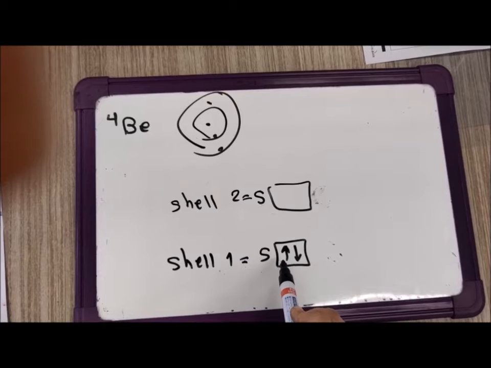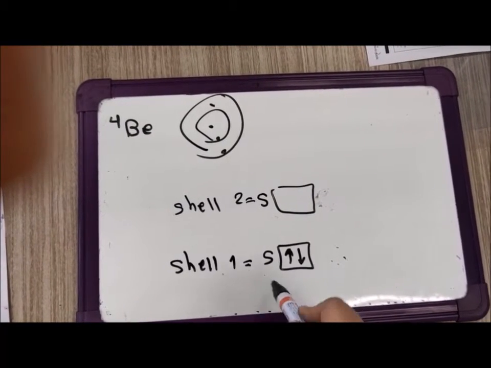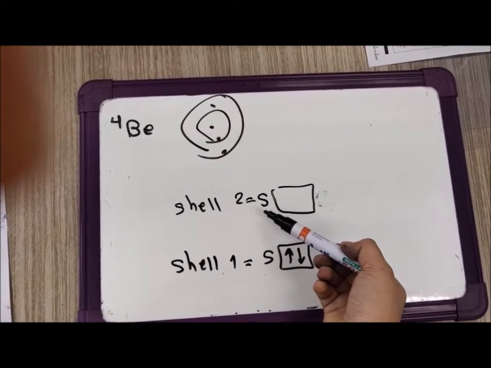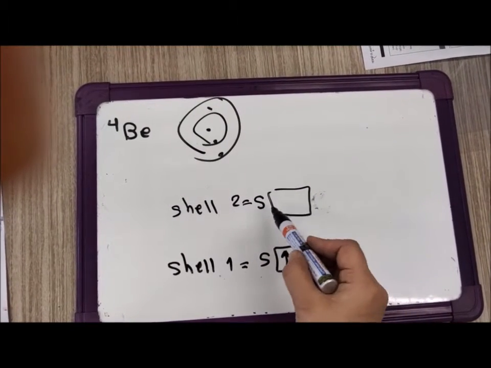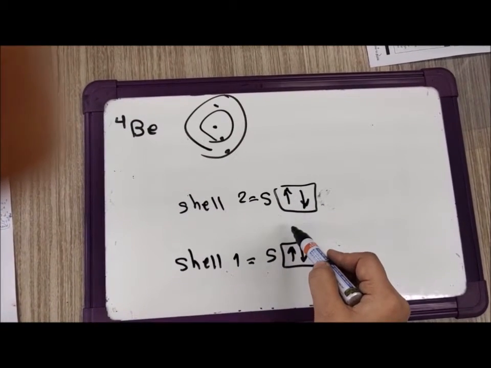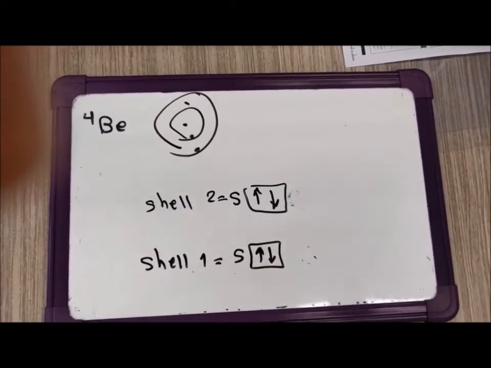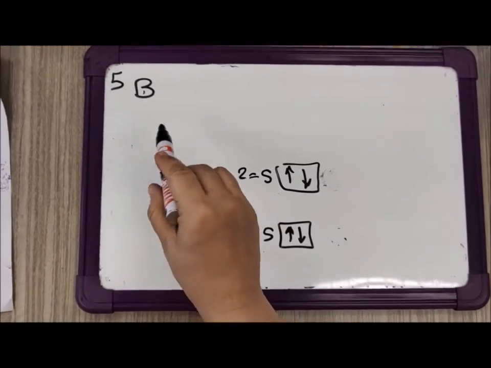So what should I put? I cannot continue with shell 1 because shell 1 only takes one s orbital. I go to the next shell. This is the second orbital. So I put one electron here and one here. Now the s orbital is filled up. If I have more, what should I do?